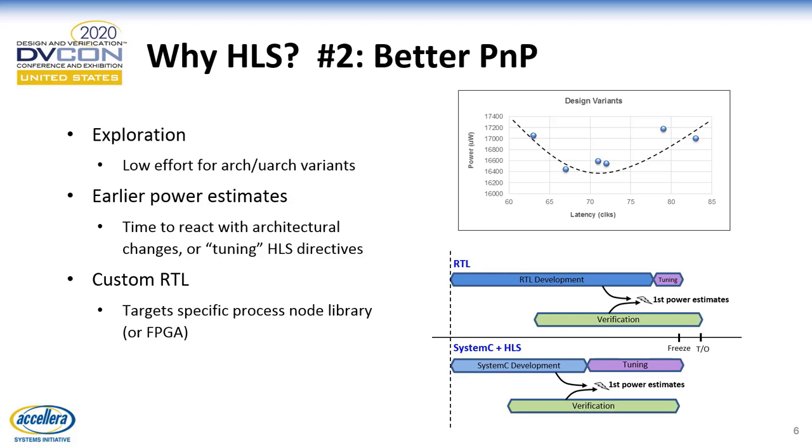I like that we get earlier power estimates. As soon as you can push the button to get RTL from your SystemC, you get some area power estimate. And if it's not good enough, you go off and do the optimization and tuning. And as mentioned before, you get custom RTL that targets your specific process node and should meet timing, look good, all the good QOR type characteristics.